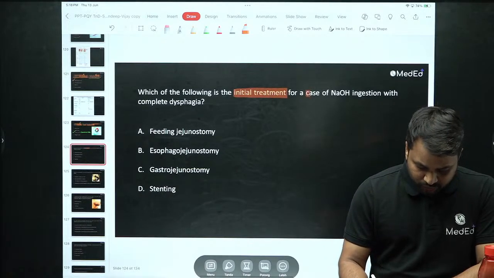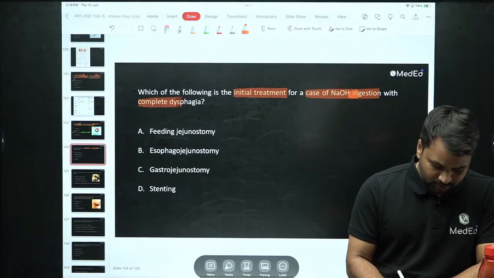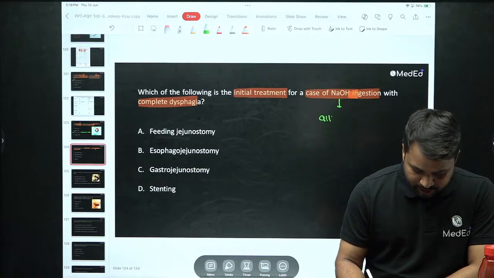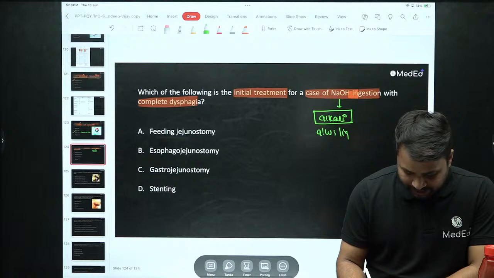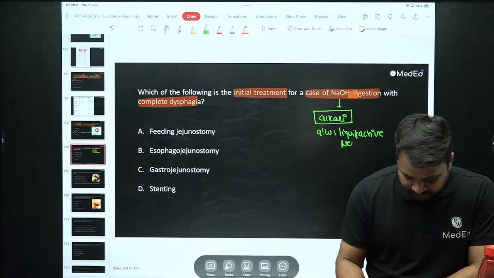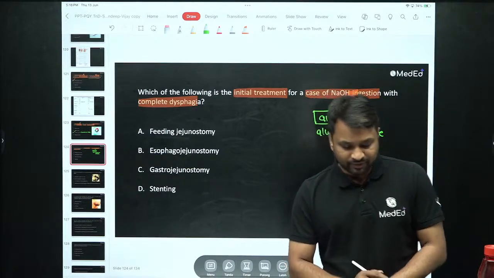The case of NaOH, that is sodium hydroxide, ingestion with complete dysphagia. So, this is basically an alkali ingestion. Now, the problem with alkali is that it is associated with liquefactive necrosis.